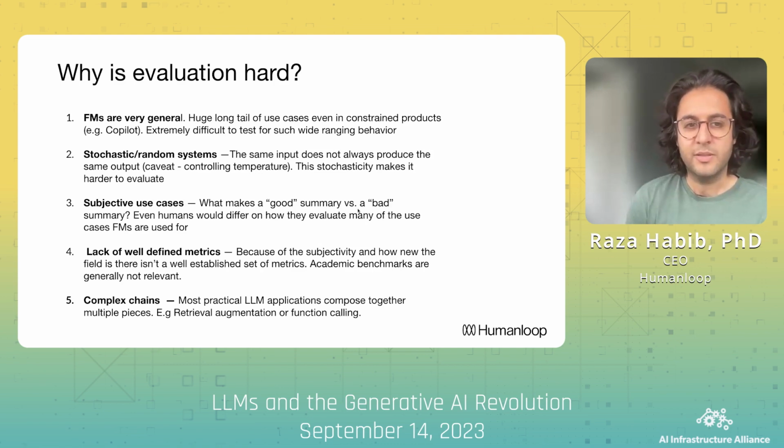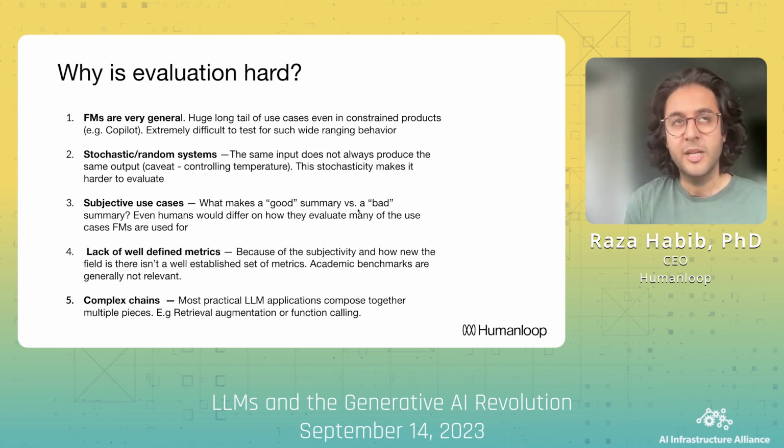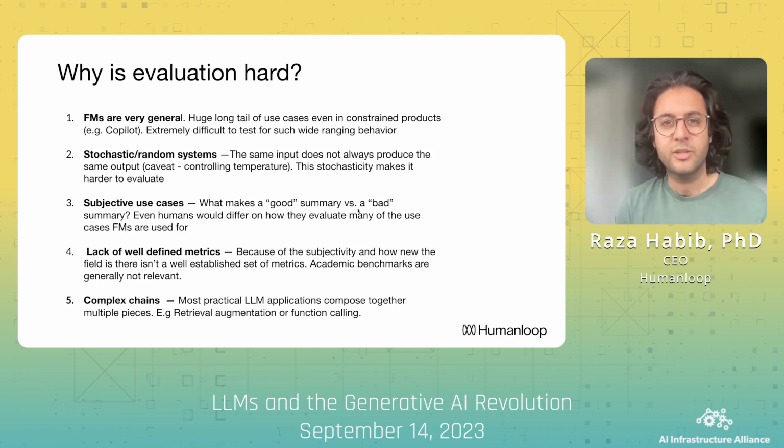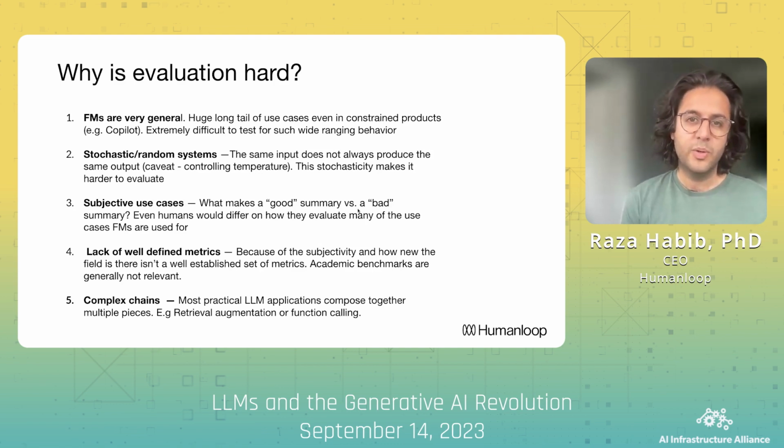The subjectivity of the use cases is another part that makes evaluation really hard. I mentioned this a little earlier, right? If you're doing email generation, then what constitutes a good email is very subjective. If you're helping someone with a fiction writing assistant, what is good? Because it's difficult to define good objectively, it becomes difficult to evaluate and measure your systems.